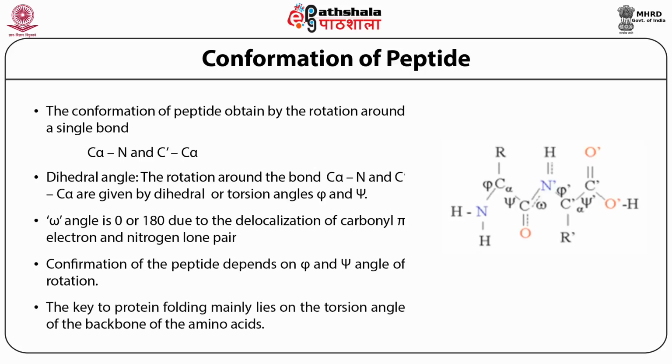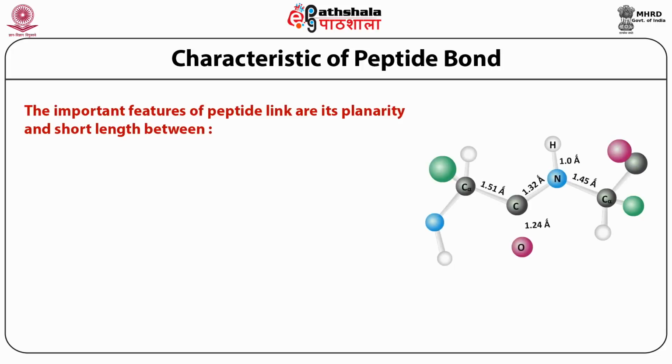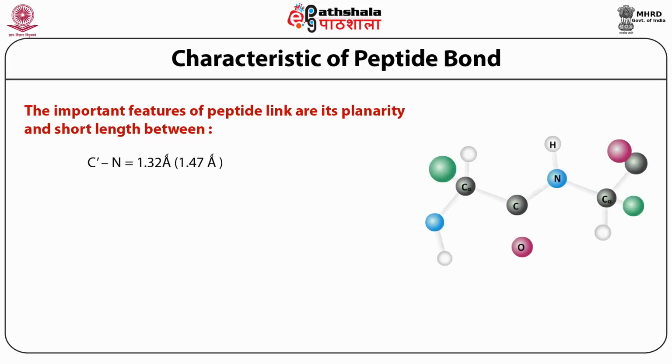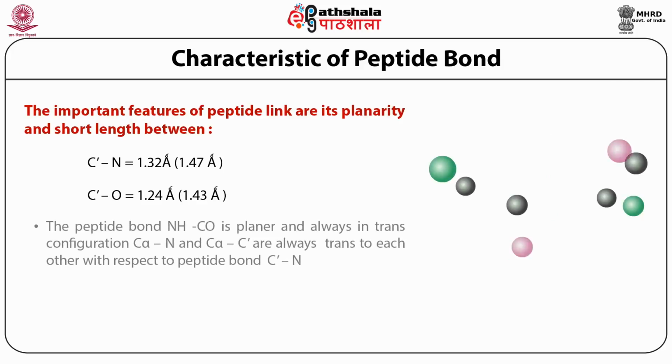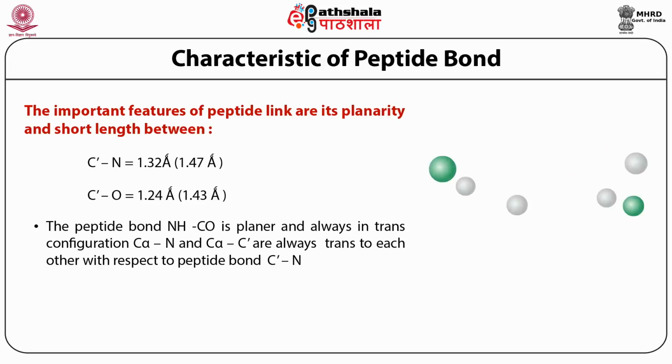The key to protein folding mainly lies in the torsion angles phi and psi of the backbone of the amino acid. The important features of the peptide link are its planarity and short length between C prime and N. The bond length between C prime and N is 1.32 angstrom, compared to the usual 1.47 angstrom, and the bond length between C prime and O is 1.24 angstrom, compared to the usual 1.43 angstrom. The peptide bond NH and CO is planar and always in trans configuration.